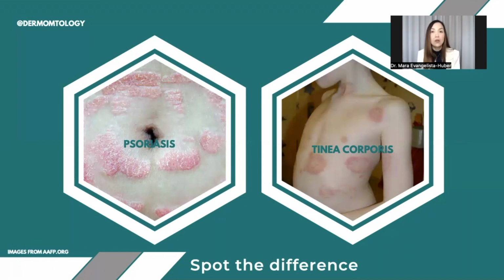If tinea corporis was misdiagnosed as psoriasis and steroids were given to the patient with tinea corporis, it would make the lesions worse and the patient will not get better. That is why it's very important to get the diagnosis right.